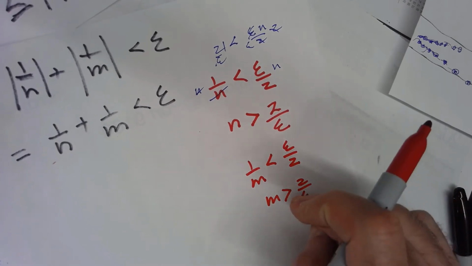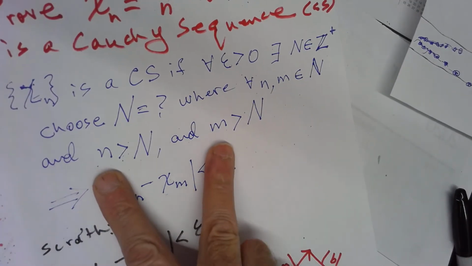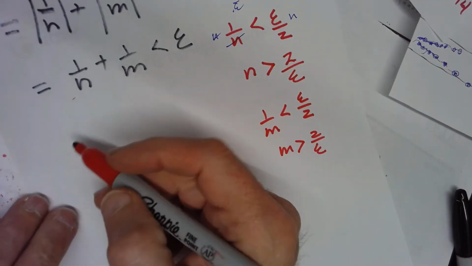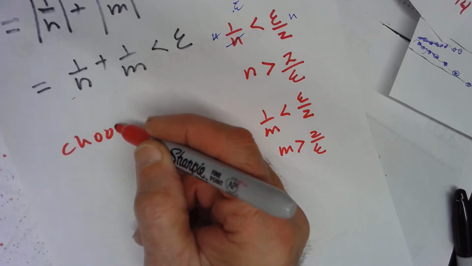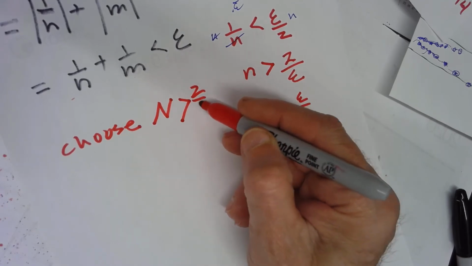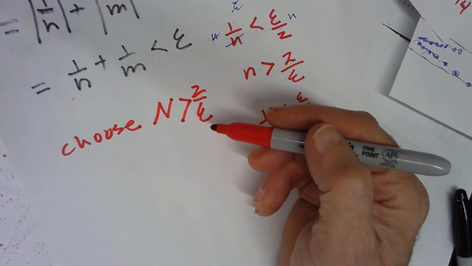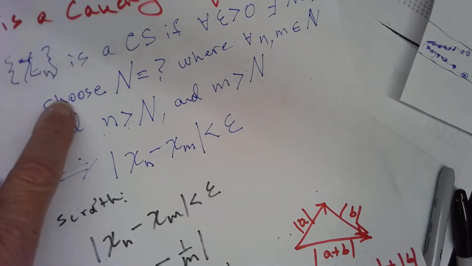Since m and n are both greater than N, then we can choose N to be greater than 2 over epsilon. So now we can go back and we can write our proof.